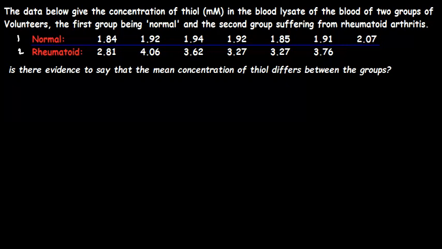And the question here is, is there any evidence to say that the mean concentration of thiol differs between the two groups, that is for the rheumatoid and the normal? Okay, how can we solve this problem?